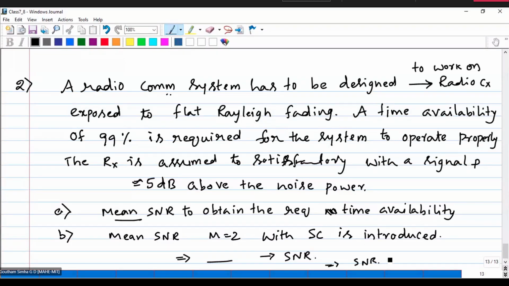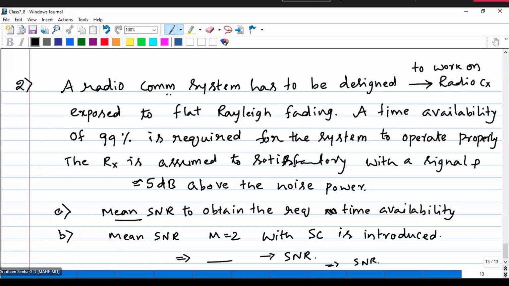Now you need to understand two things here. First thing is how to find the time availability. 99%, what does it correspond to? 99% corresponds to P gamma of gamma equal to 0.01. What is the availability? The time availability of 99% corresponds to the proper operation. The time availability of 99% is required for the system to operate properly. So first find the mean SNR, the required time availability. Mean SNR M is equal to 2.